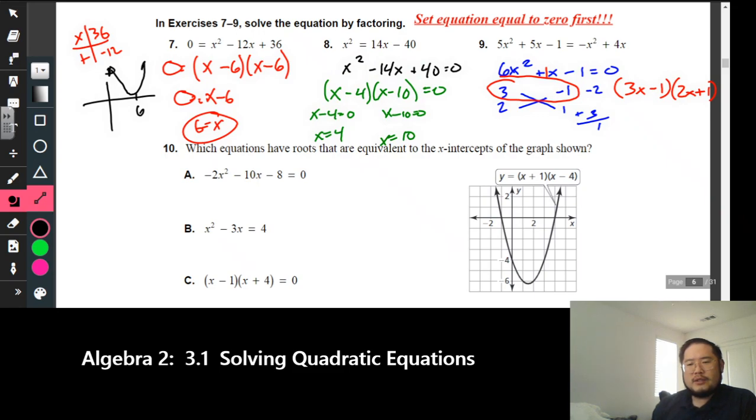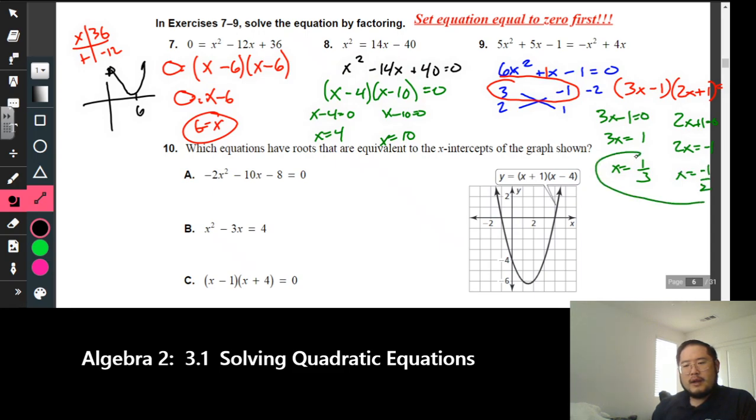And we set it equal to 0 right here. All right. So we have that set equal to 0. And then now you can go ahead and solve things out. Let's go ahead. We use that zero product property. 3x minus 1 is equal to 0. 3x is equal to 1. X is equal to 1/3. Take the 2x plus 1, set it equal to 0. 2x is equal to negative 1. X is equal to negative 1/2. And now we have our two solutions.